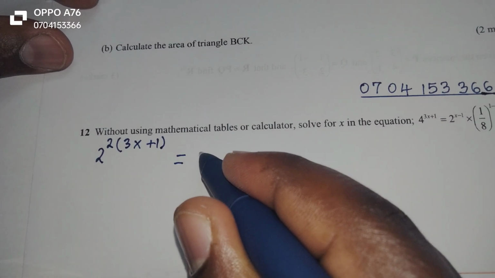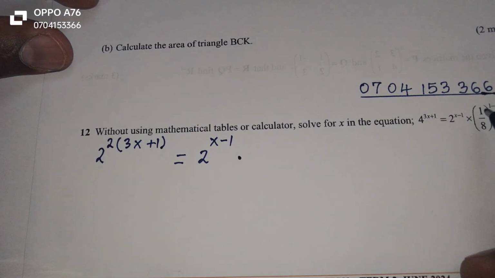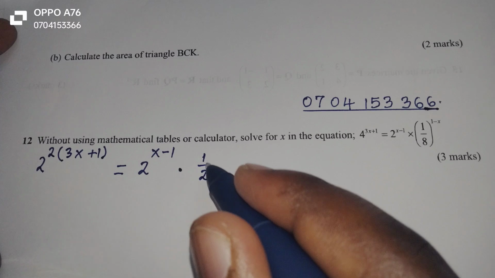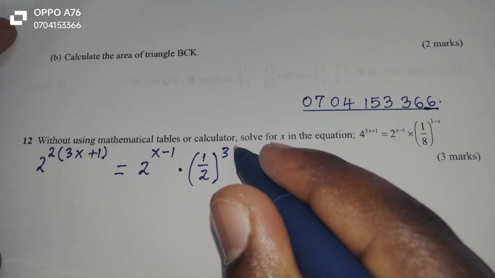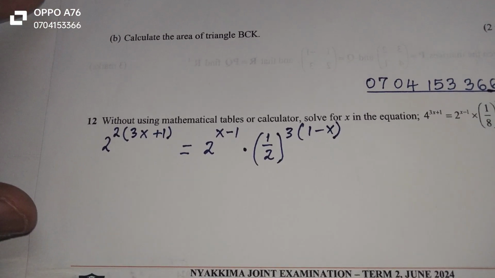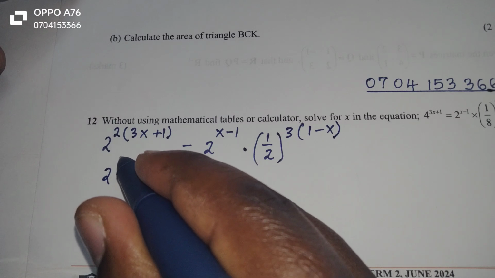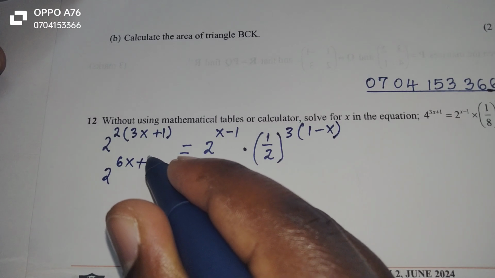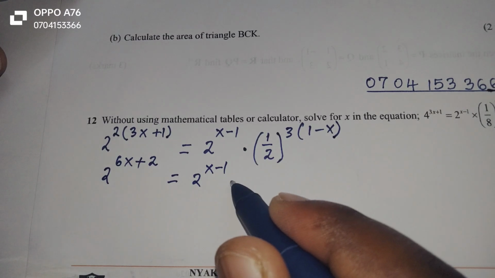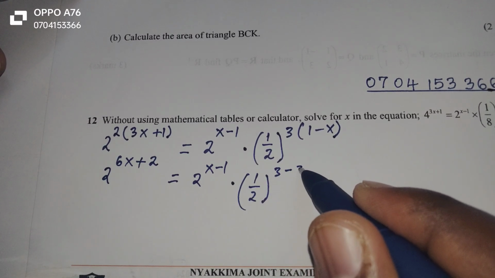Then this is equal to 2 power x minus 1 multiplied by 1 over 8, which can be written as a half power 3. Then there is a power of 1 minus x. We can now apply the product law of indices, whereby we open the brackets here by multiplying by 2. So this becomes 2 raised to power 6x plus 2. This is equal to 2 power x minus 1, then multiplied by half raised to power 3 minus 3x.